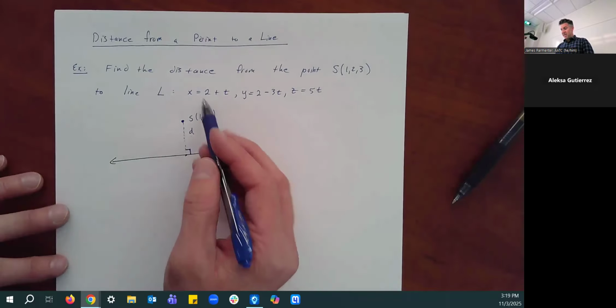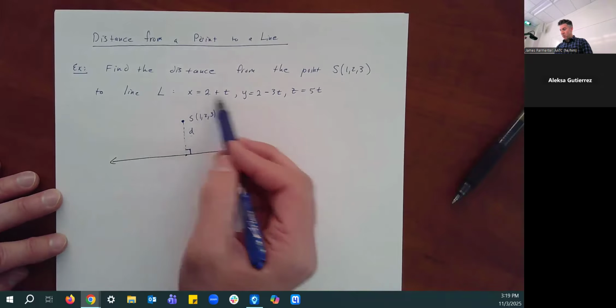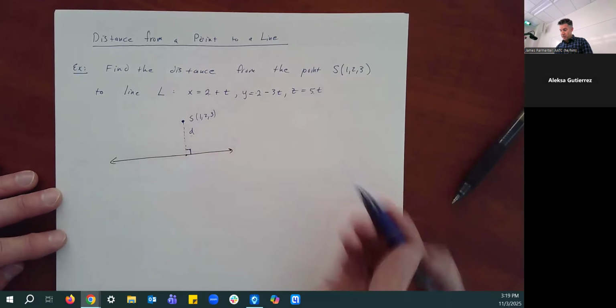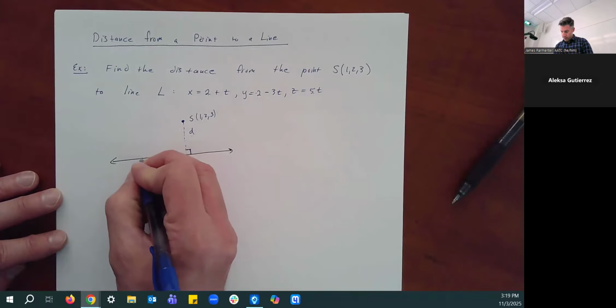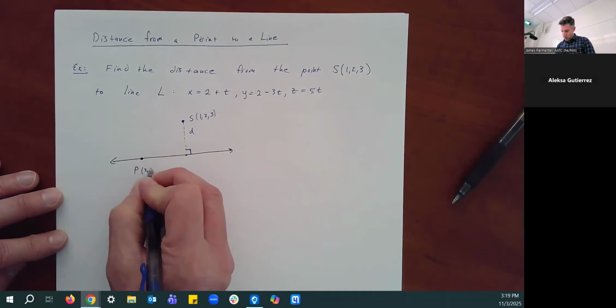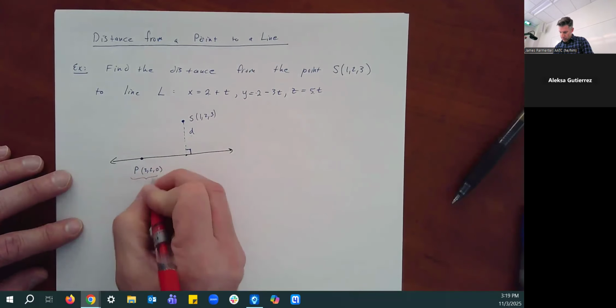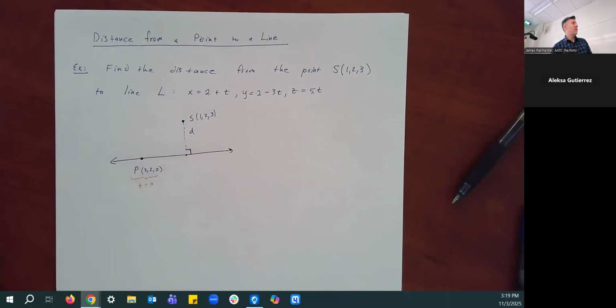So for example, the easiest choice here is probably to let t equal 0, and say the point x is 2, y is 2, and z is 0 is also a point on our line. So we'll call that point P, and it'll be (2, 2, 0). And that's by letting t equal 0. You don't have to pick that point, though. All of us could pick a different point on the line by letting t equal 0 or 1 or something terrible like a fraction, and still come up with the same distance, because it should always be the same.